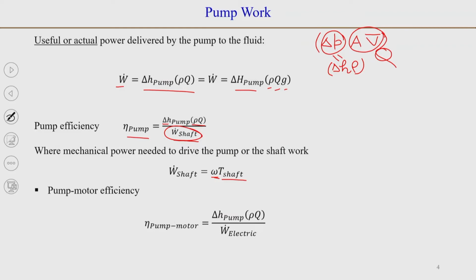So, we can say that the pump and motor overall efficiency will be what fraction of the electrical energy provided to the pump is being converted to the useful work. So, we call it pump and motor efficiency combined, where it is the multiplication of pump efficiency and motor efficiency. Of course, motor efficiency will be W dot shaft divided by W dot electric. Okay. So, these are the efficiencies, etc.